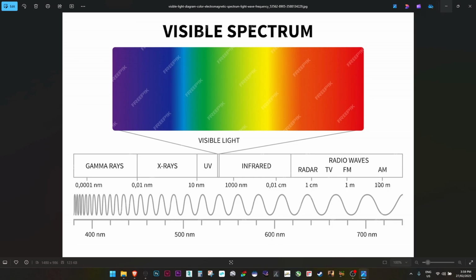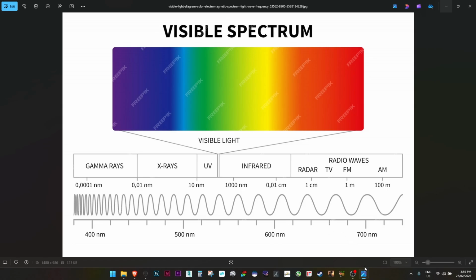So anything above that will be infrared because it's under the frequency of the red. And anything here with high frequency above that will be called ultraviolet, which means above the violet color, right?